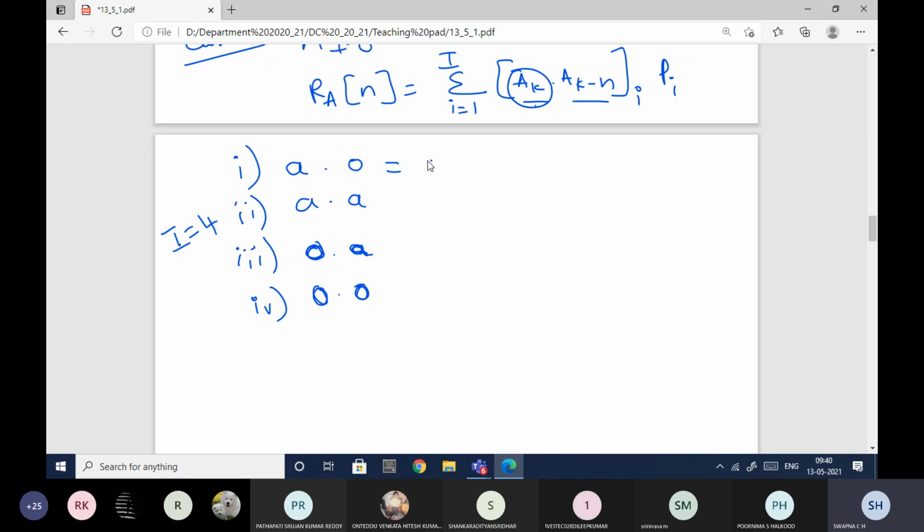So this will be 0. This is A square. This is again 0. This is again 0. And can you tell me what will be the probability of each product? 1 by 4. Very good. 1 by 4. Probability of AK is equal to, I'll write in general.